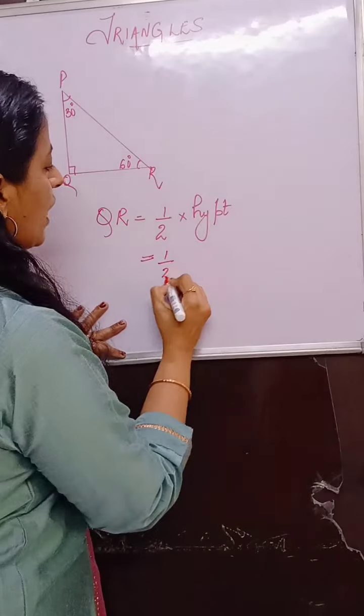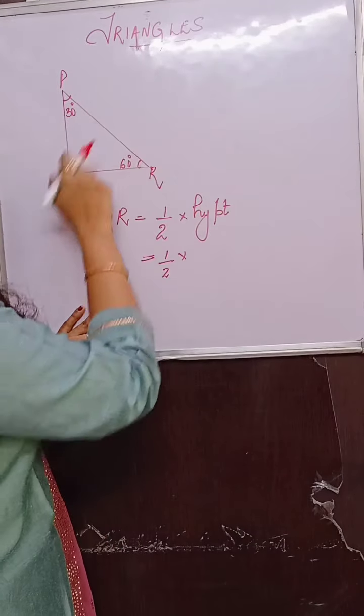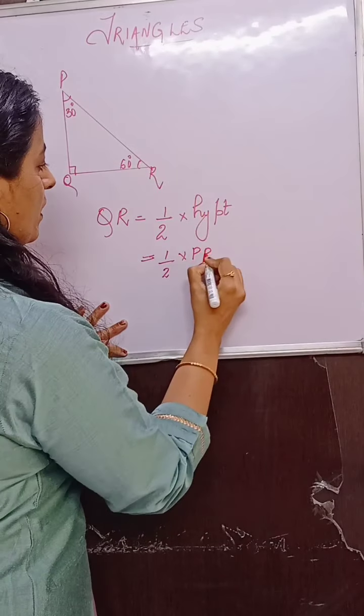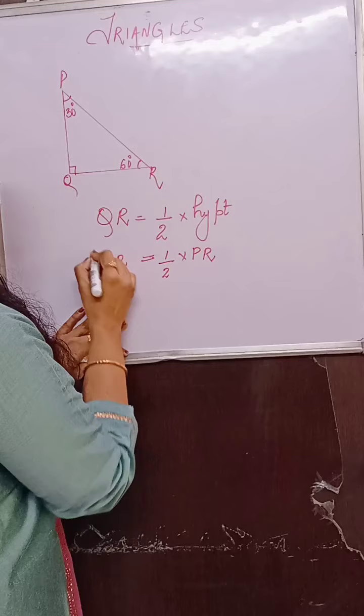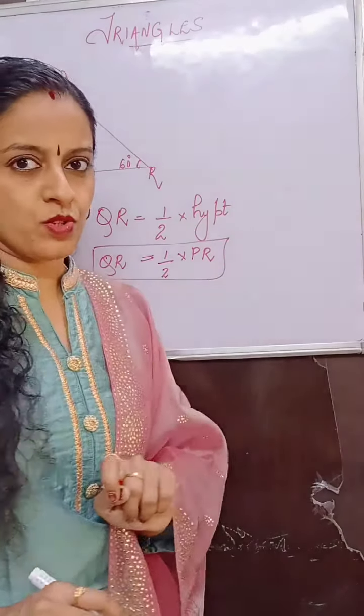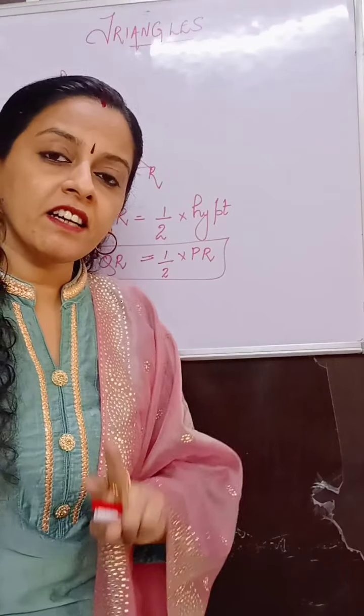What is the name of the hypotenuse for this triangle PQR? Hypotenuse is the side opposite to 90 degrees. Okay, we know. So the hypotenuse here is PR. So QR, that is the side opposite to 30 degrees, will be half of the hypotenuse. Second part also I had shared. 30, 60, 90 theorem part 2.